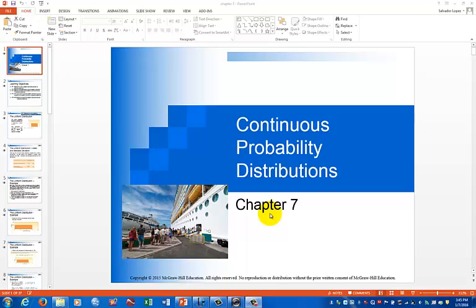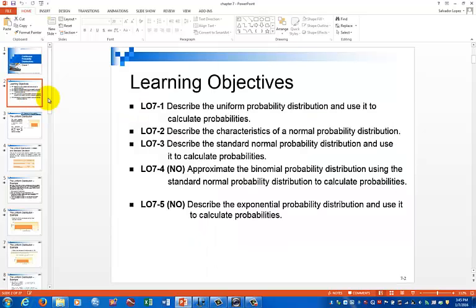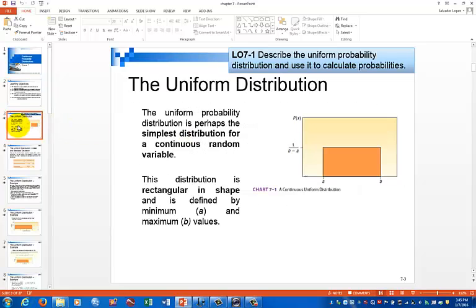Chapter 7 discusses continuous probability distributions. And in this chapter, we're just going to include in our course 7.1, 7.2, and 7.3 learning objectives. The first learning objective is the uniform distribution. This is the simplest distribution for a continuous random variable.